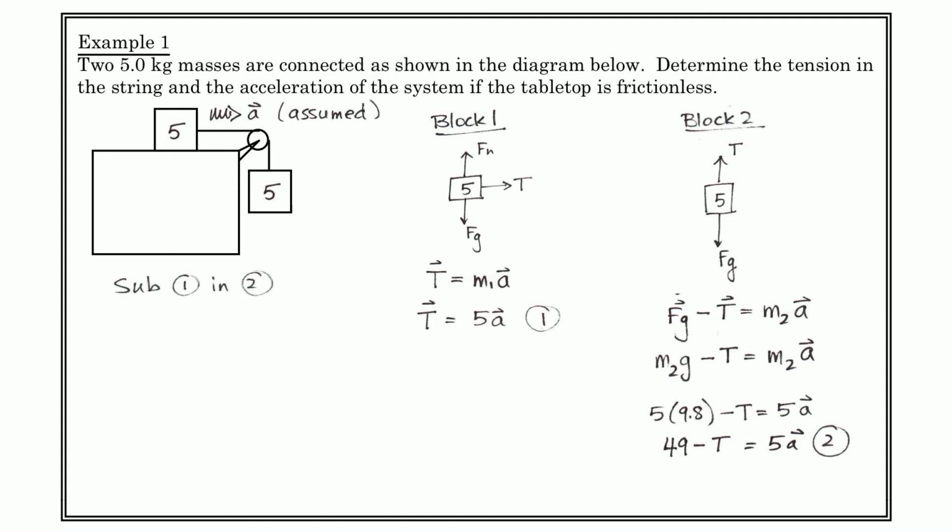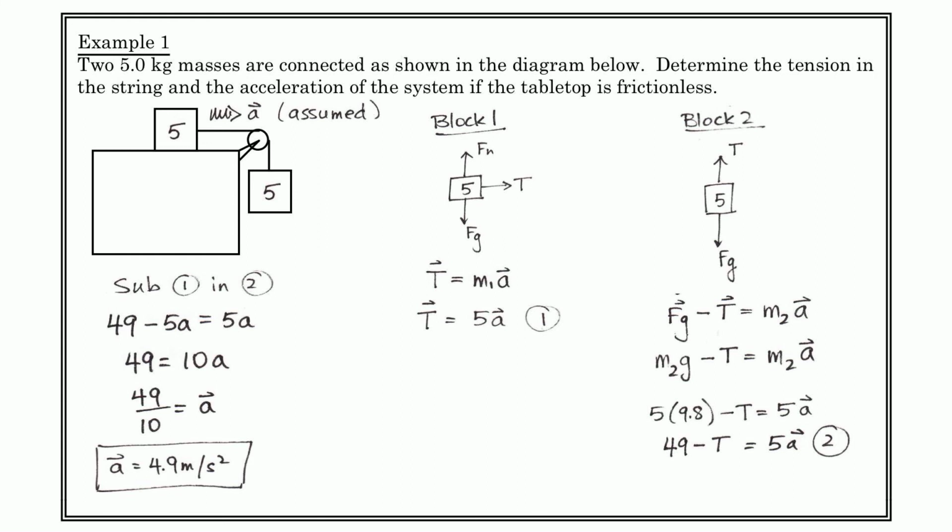When we have two equations and two unknowns, we can solve this by the method of substitution. We're going to substitute this value, T, into this equation here, and we get 49 minus 5a is equal to 5a. Bring this to the other side, and we get the acceleration of the system is 4.9 meters per second squared.